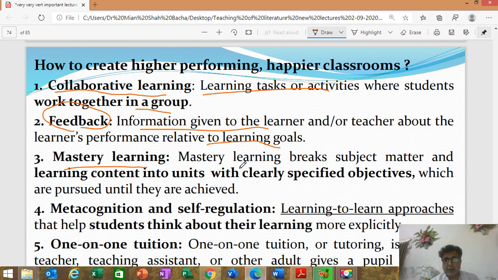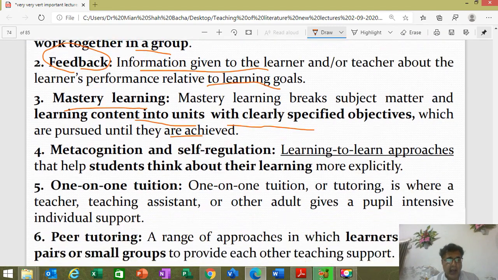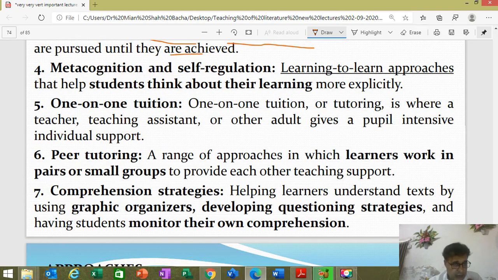Mastery learning breaks subject matter and learning content into units with clearly specified objectives which are pursued in turn. It means that every unit has to be taught under certain objectives and rules, keeping in view the syllabus and the curriculum before you. Okay, metacognition, as I have just discussed, and self-regulation, learning to learn approaches, help students think about their learning more explicitly. Metacognition in simple words means thinking about thinking.